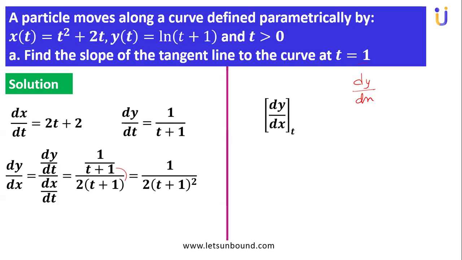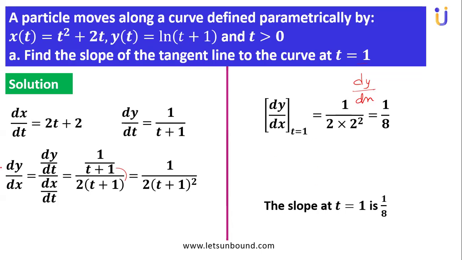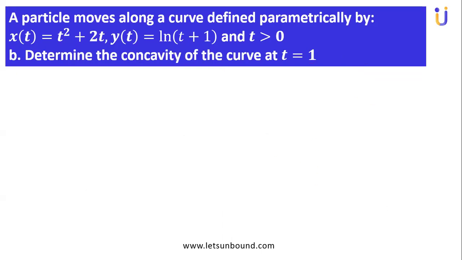dy by dx at t equal to 1. Just plugging in, we got 1 over 8. That is the slope of the tangent line to the curve in parametric form, right? And now determine the concavity of the curve. Do you remember concavity depends on the second derivative? So you will find the second derivative.